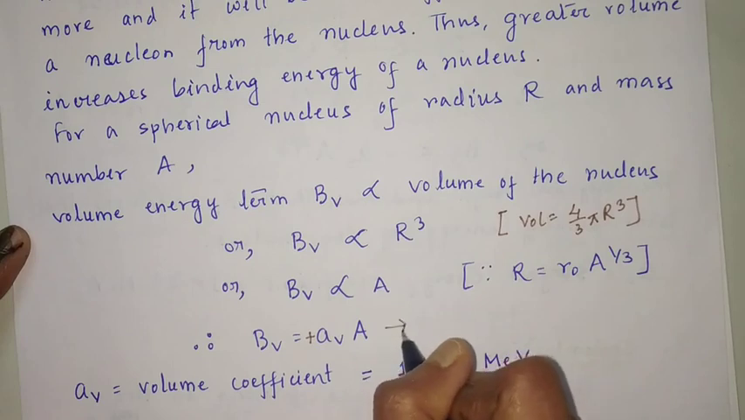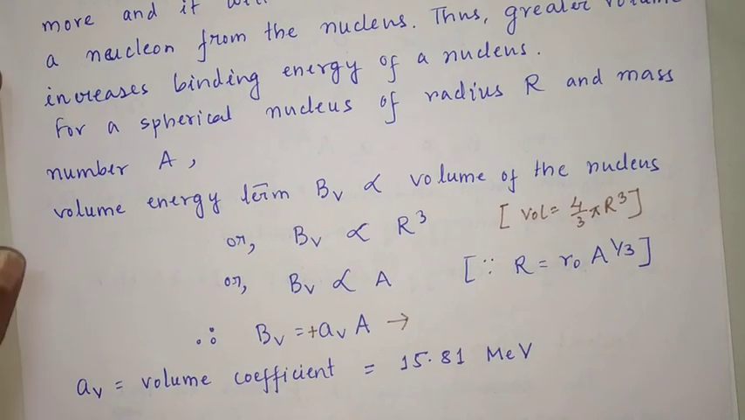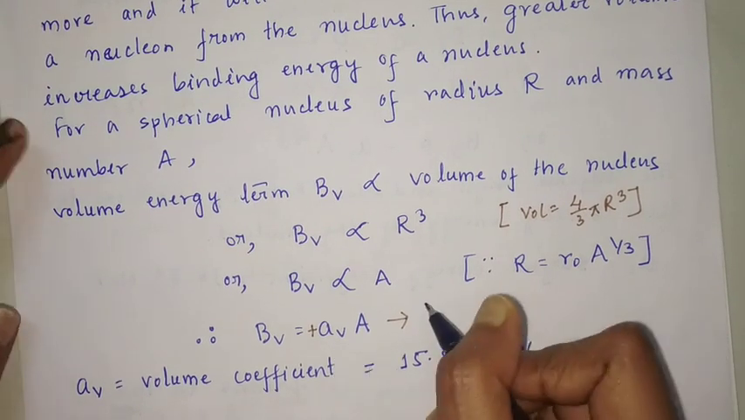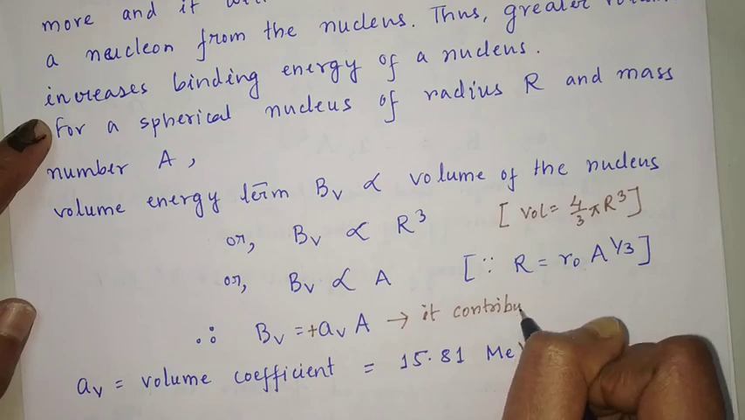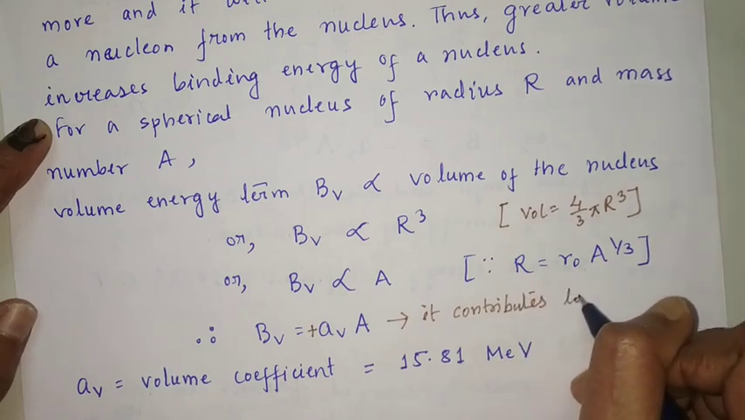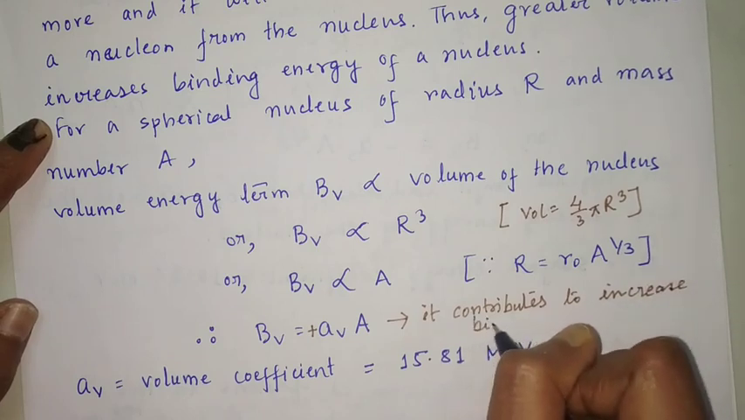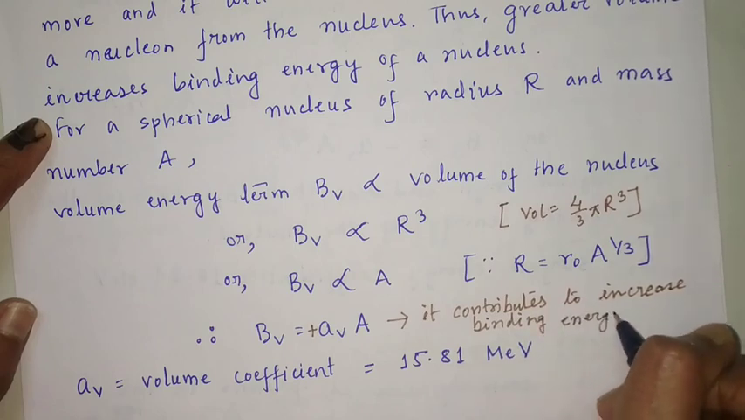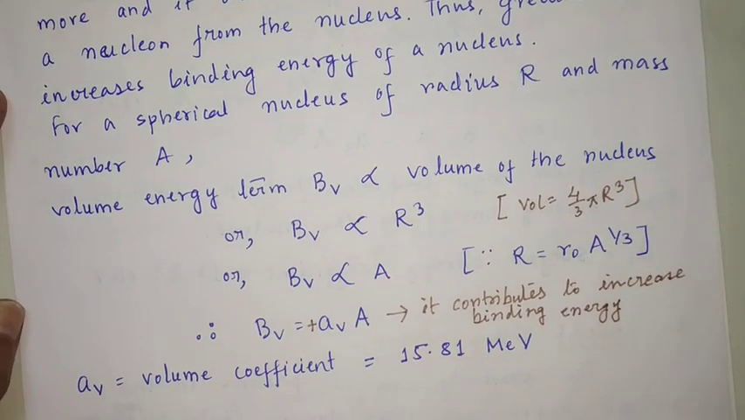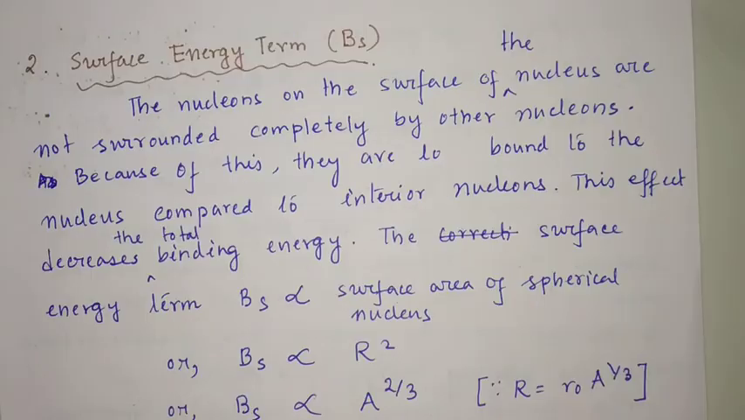Because later we will find that the other terms may be negative, this positive term indicates that the volume energy term contributes to an increase in binding energy, not a decrease. As the size of the nucleus is bigger, the volume is bigger, then the binding energy will also be greater. So this volume energy term contributes positively to increase the binding energy.